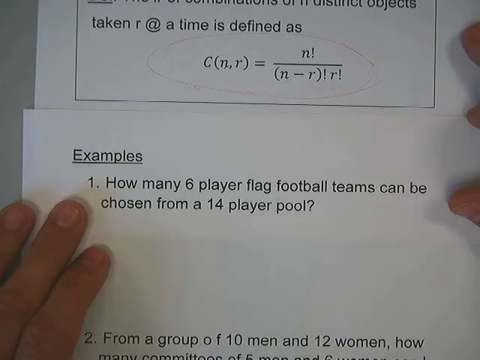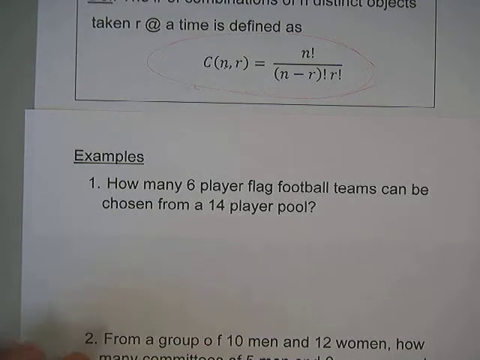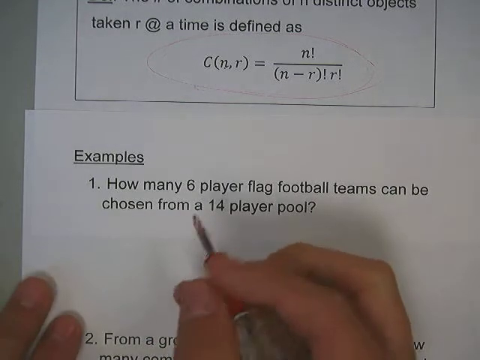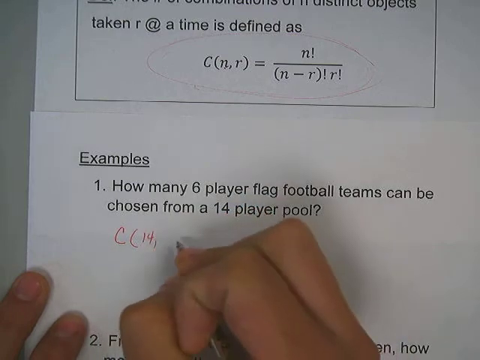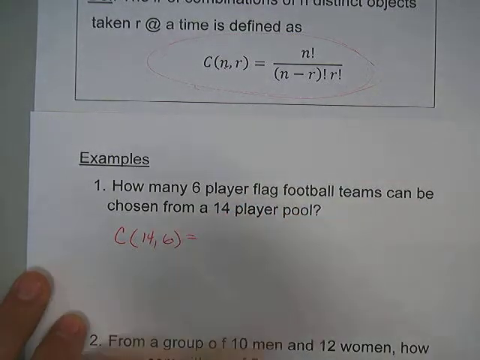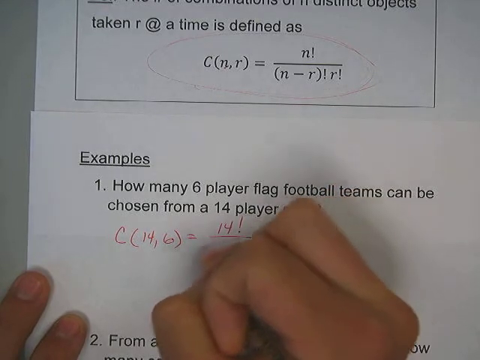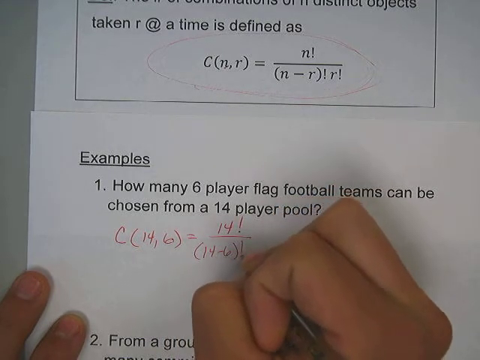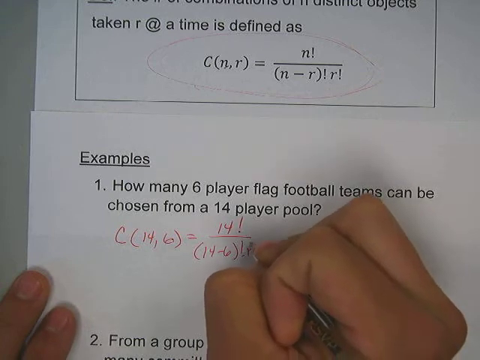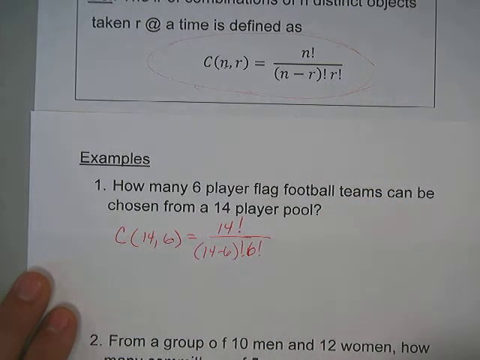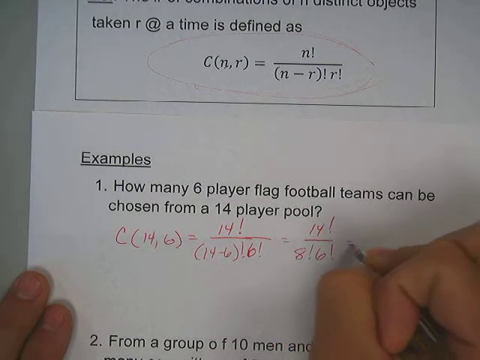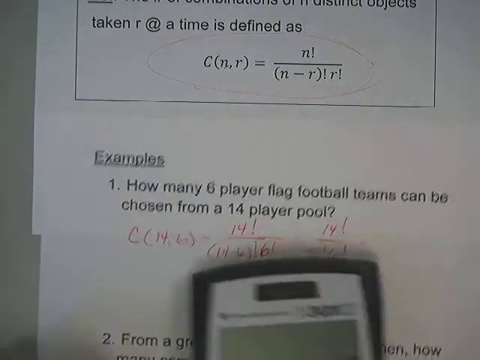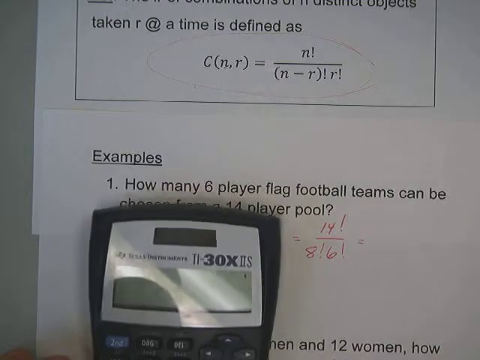All right. So it says how many 6-player flag football teams can be chosen from a 14-player pool. So this is a good example of a combination. And so what we can do is, we're doing C: there's 14 to choose from, there's 6 that we're going to pick. So that would be 14 factorial over 14 minus 6 factorial, 6 factorial, which would be 14 factorial over 8 factorial, 6 factorial.